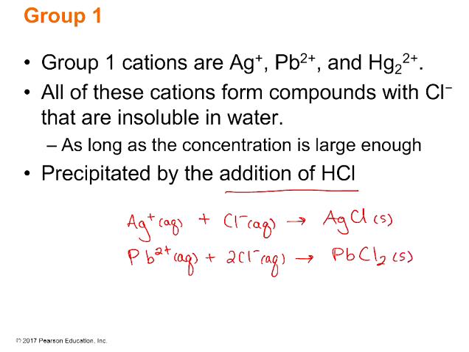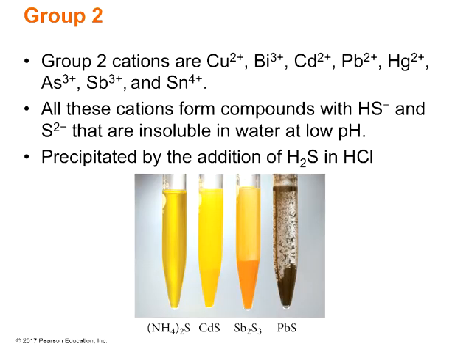So again, if you have a solution with a bunch of ions present and you're not sure what those ions are, you can always add HCl to remove silver, lead, or mercury that might be present. Then with the remaining solution, your next step would be to add H2S and hydrochloric acid. And that's going to promote the formation of insoluble sulfides.